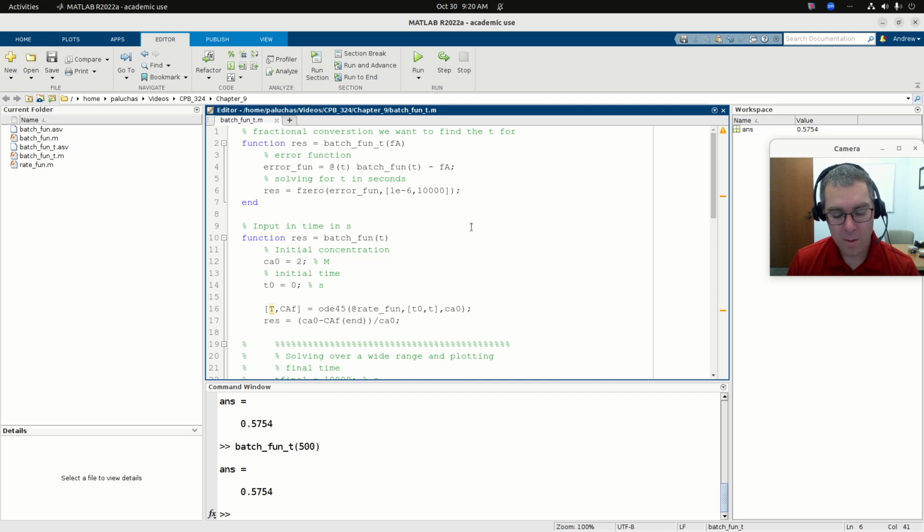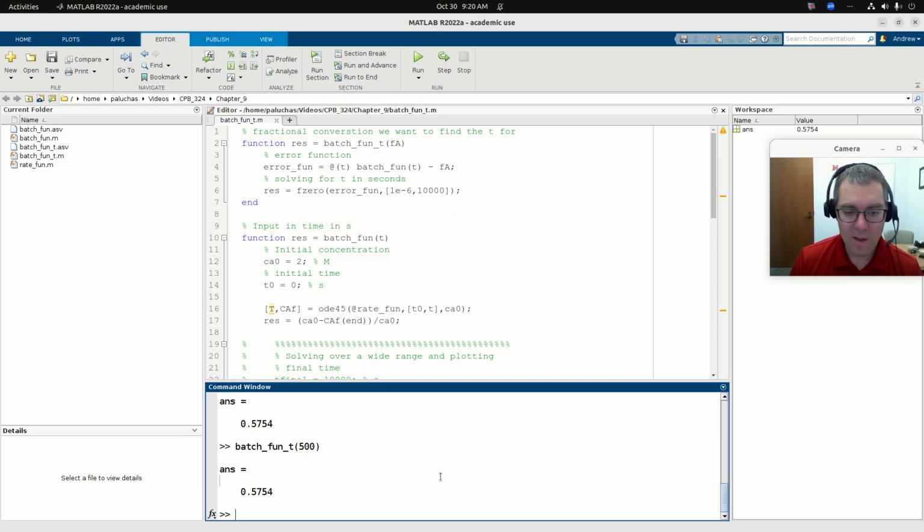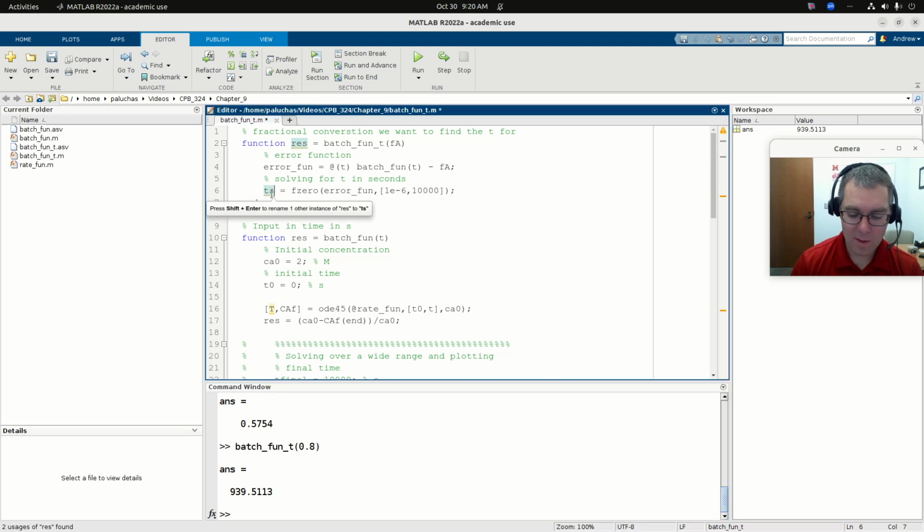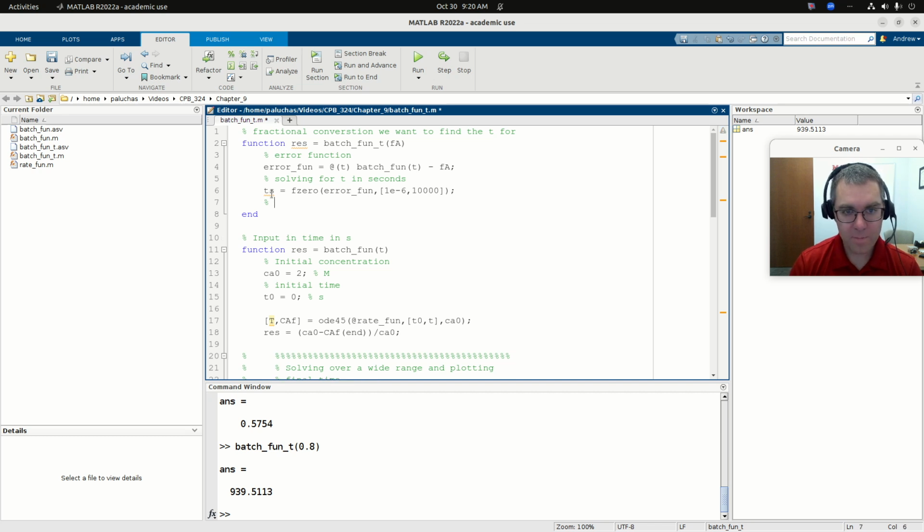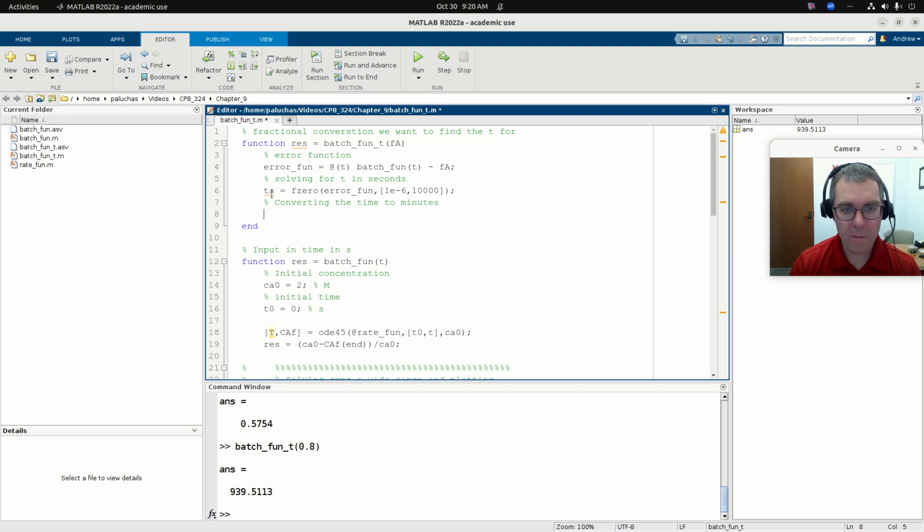Okay. All right, so now if I save this, my code works: if I'm looking for a fractional conversion of 0.8, it returns a corresponding time in seconds. Now let's say I wanted the time in minutes. So maybe that's t in seconds. If I wanted it in minutes, all right, I could do that. I could do, say, res is t in seconds divided by 60.